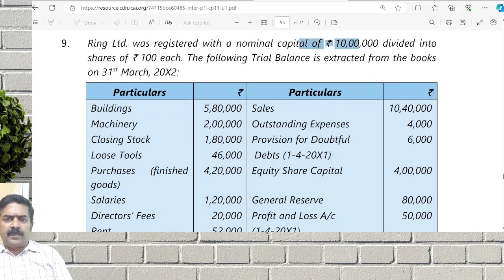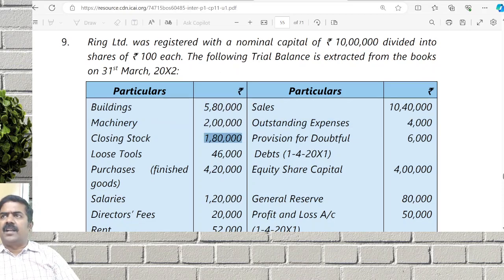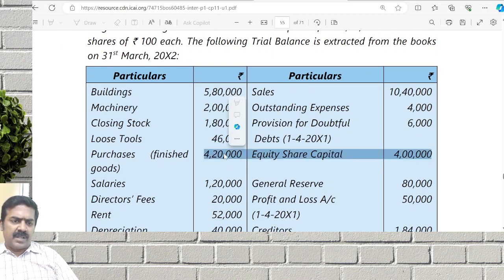What is the nominal capital? 10 lakh divided into shares of 100 each. Okay. The trial balance is given to us. Building will come in fixed assets. Machinery will come in fixed asset. Closing stock direct balance sheet. Loose tools, balance sheet. Okay. Purchases will come in P&L account.